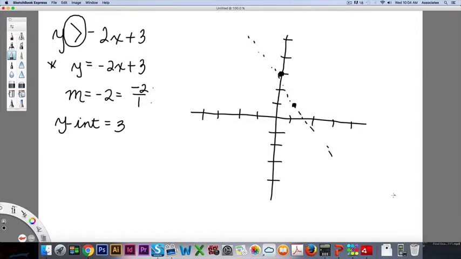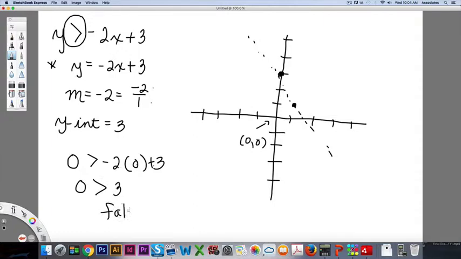Now we're going to pick a point. Step 3 is to pick a point that's not on the line. I like to pick the origin if it's not on the line just because it makes the math easier. So the origin is the point 0, 0. Let me see what happens when I put it in. Is 0 greater than negative 2 times 0 plus 3? Well, negative 2 times 0 is 0, plus 3. No, that's false. So that means I don't shade the side that has the origin on it. I shade the other side.